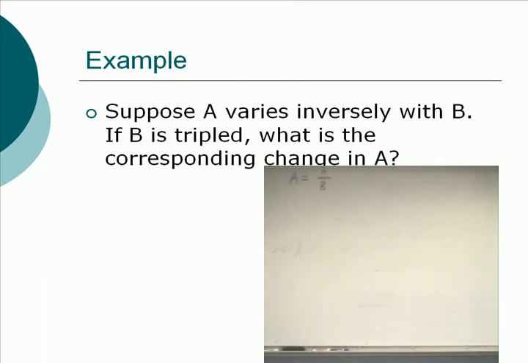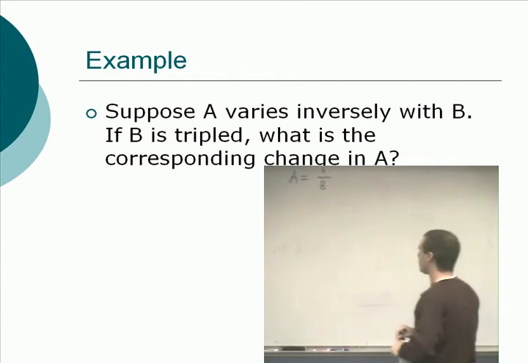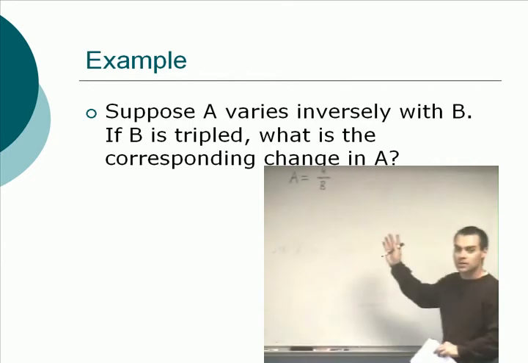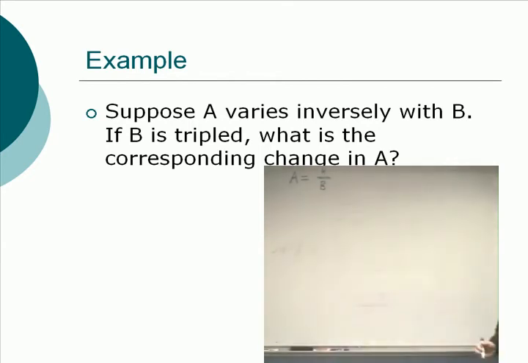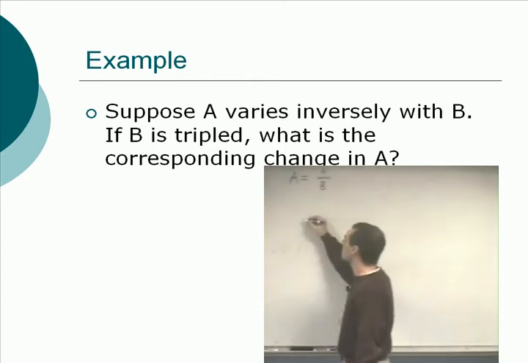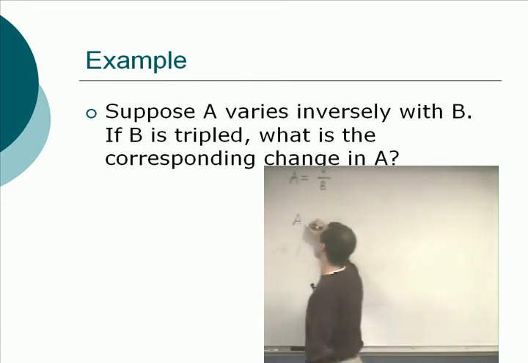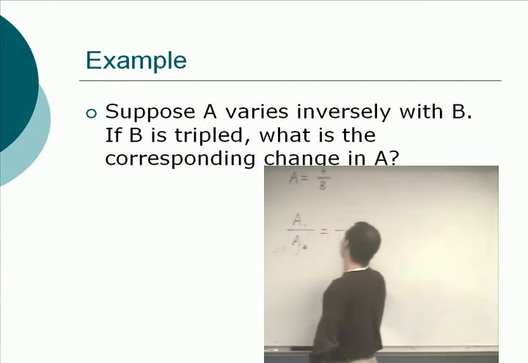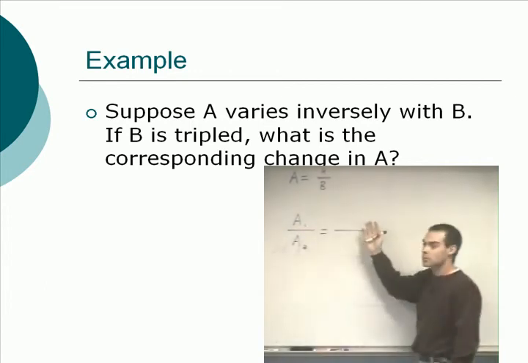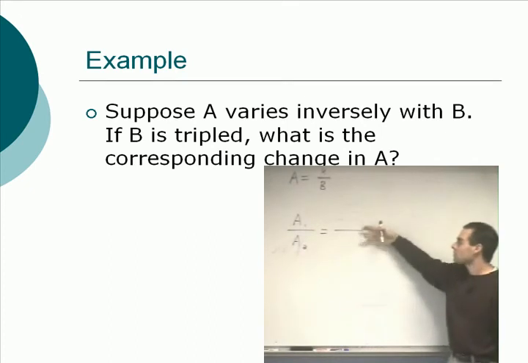Well, we can solve this using proportions. We can solve it using the K method. Let's use a proportion in this case. It's inversely related, so we would say that the first A value compared to the second A value is equal to what? We're not using the K method here. We're going to use a proportion. Since it's inverse, what's this going to be?